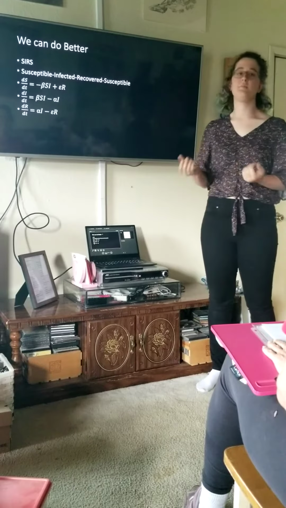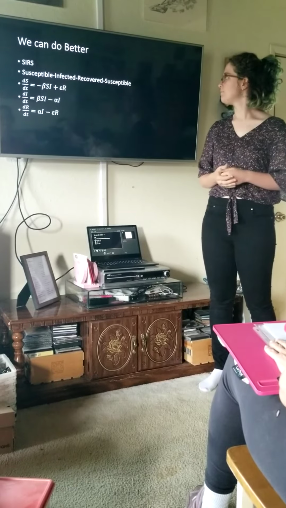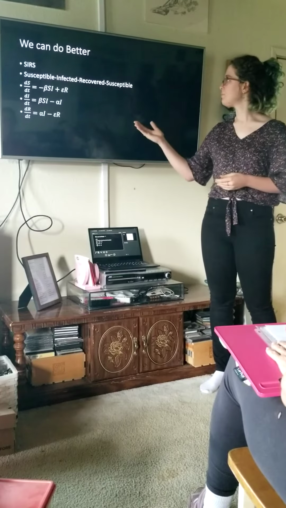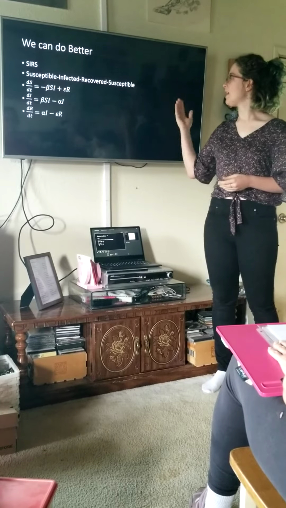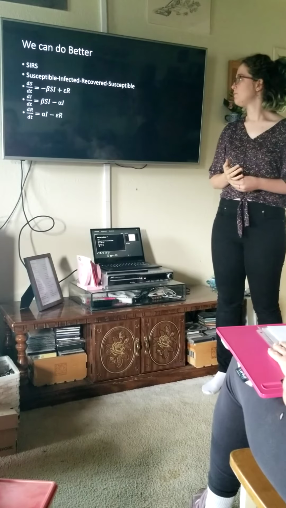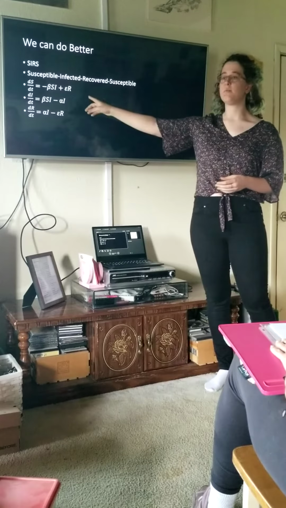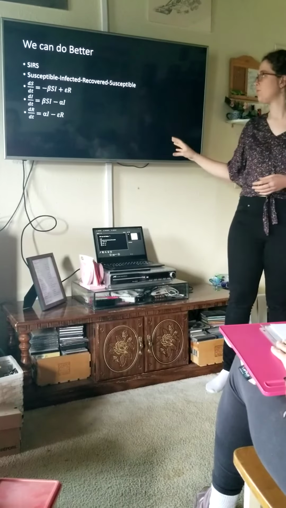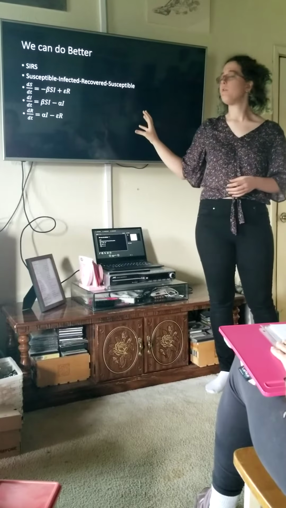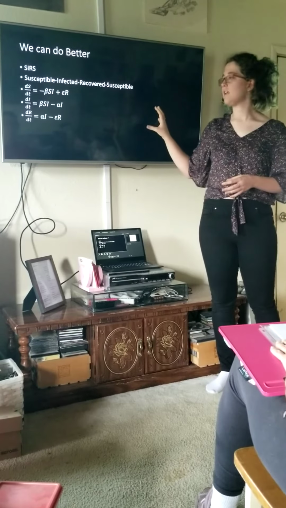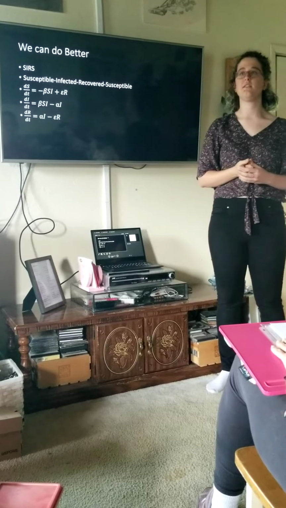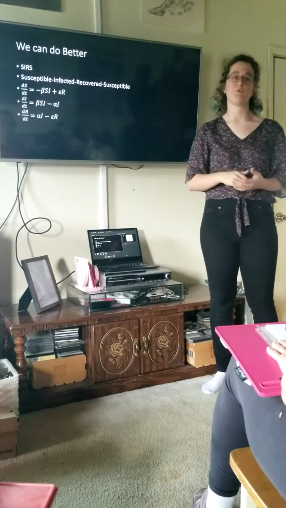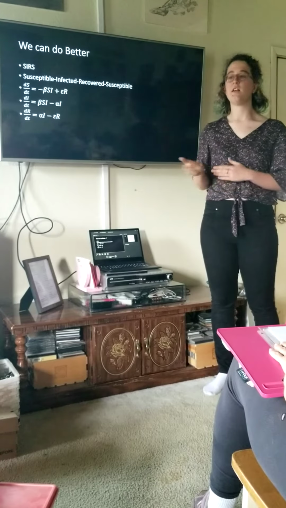So we can do better with these assumptions. For example, with the SIRS model, which stands for susceptible, infected, recovered, and susceptible. So we add a parameter that represents the total number of people who have become susceptible again. So for this model, we can assume that this disease does not make you fully immune after you've been infected, which more accurately represents COVID-19 and other diseases.